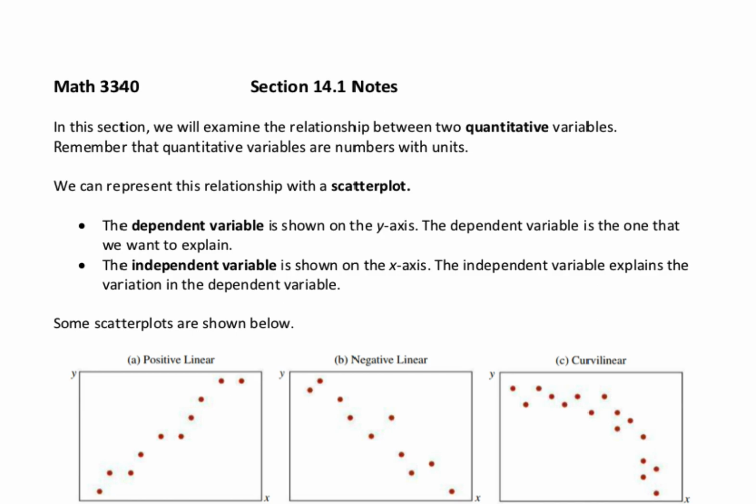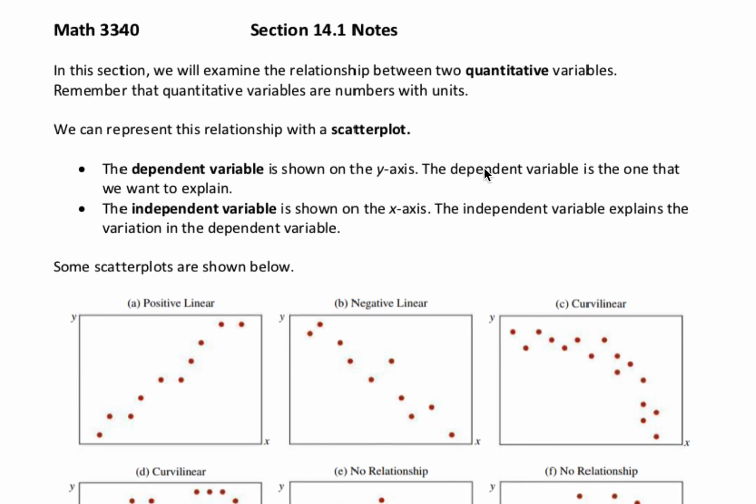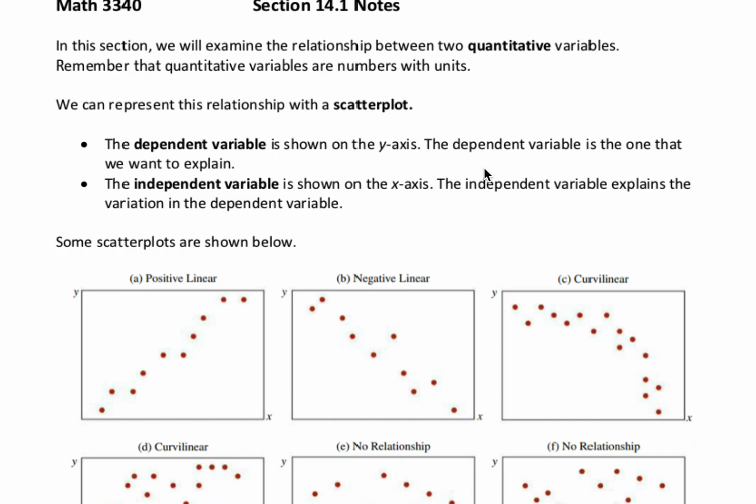In this video for section 14.1, we're going to start talking about how we examine the relationship between two quantitative variables. In chapter 13, we looked at the relationship between two qualitative variables, and we used the chi-square test for association to analyze that relationship. Now we're going to be looking at the relationship between two quantitative variables, which means that they are numbers with units. So we can represent this relationship visually with a scatter plot.